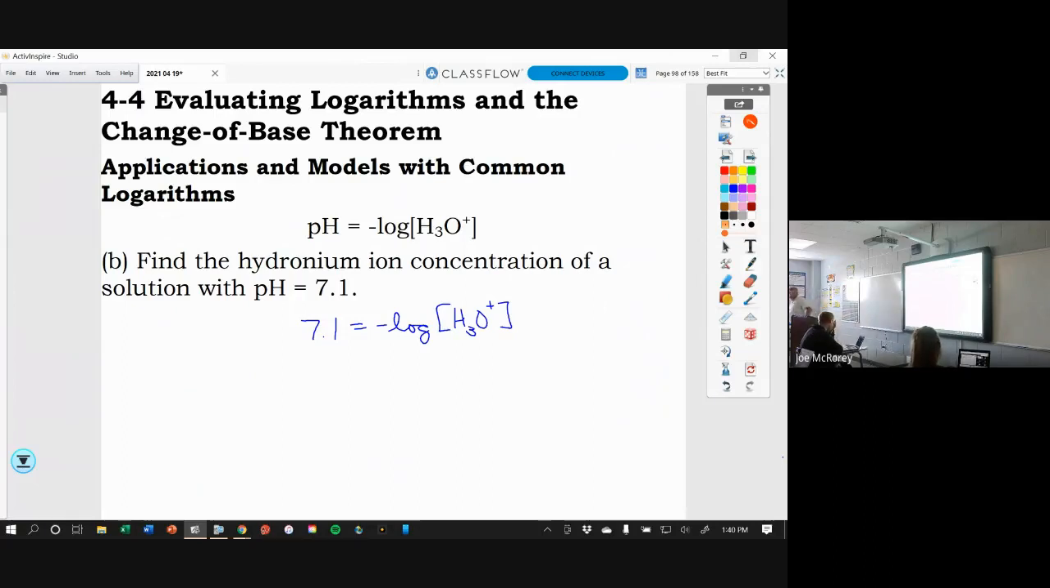Okay, I need to get the hydronium piece by itself. What should we get rid of first? Negative log? Not negative log, the negative. I've got to get rid of that negative sign, so I'll just multiply both sides by negative 1.